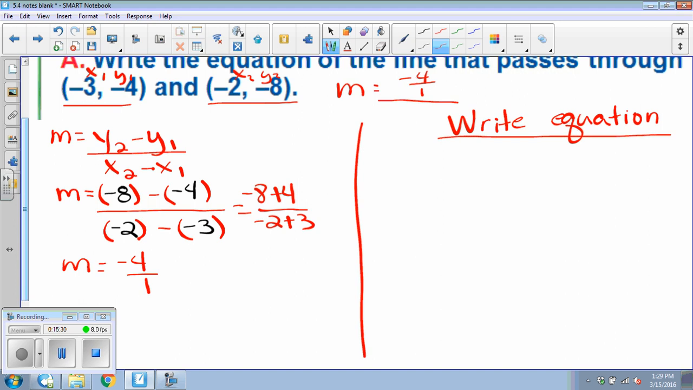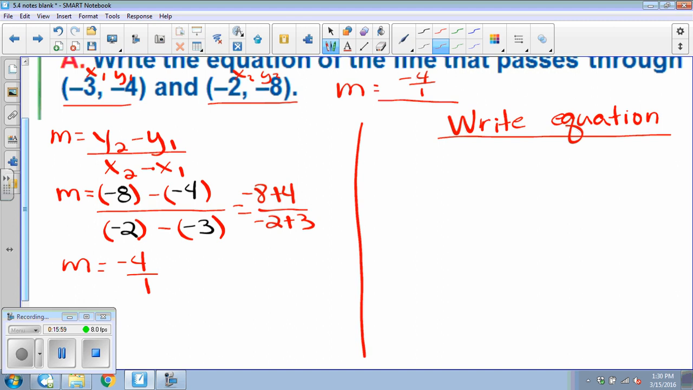So to write the equation, what are the two things we need? A point and a slope. So pick one of those points. It doesn't matter. Okay, so Jordan has the right idea. If you're given more than 1 point, when you plug one of them in to write the equation, you want to look at them and figure out which one you think is easier.